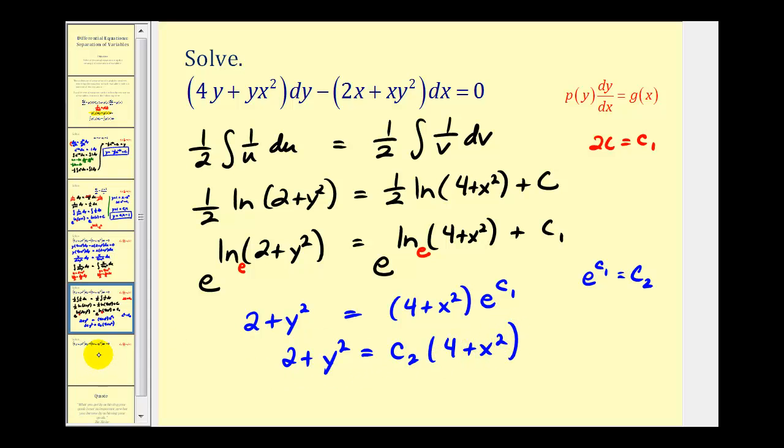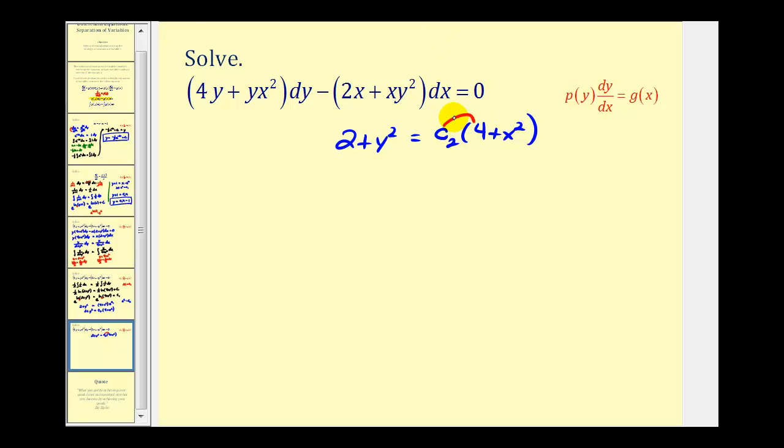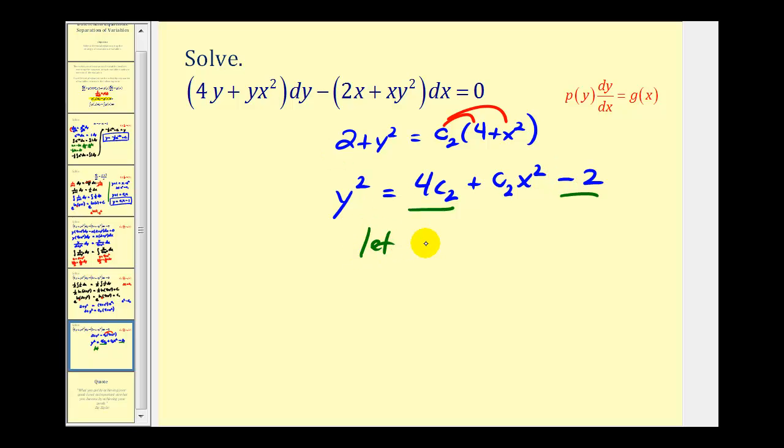Let's finish this on the next slide. So now we'll go ahead and clear the parentheses by distributing here, and then subtract 2 on both sides. So we'll have y squared equals 4c sub 2 plus c sub 2 x squared, and then also minus 2, because we subtracted 2 on both sides. But for the last step, notice that 4 times c sub 2 minus 2 is going to be another constant. So let's let c sub 3 equal 4 times c sub 2 minus 2. So now we have y squared equals c sub 2 times x squared, and then plus c sub 3. I think we'll go ahead and leave this as an implicit solution.